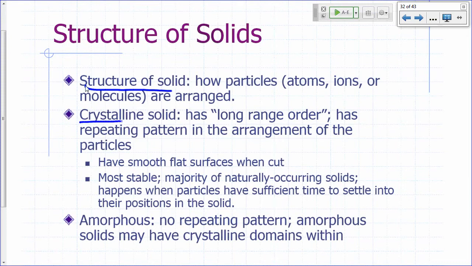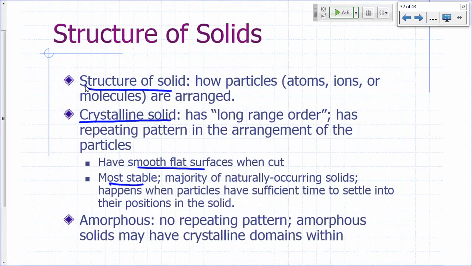You have what's called a crystalline solid if there is a long range order, or if there's a repeating pattern in the way the particles are arranged. Crystalline solids have the following characteristics. They tend to have smooth, flat surfaces when you cut them. You're familiar with crystals, right?